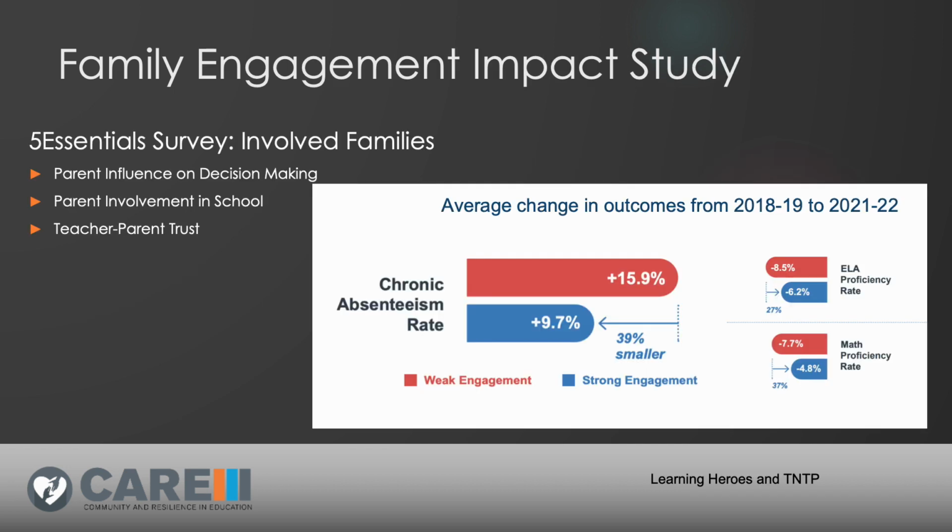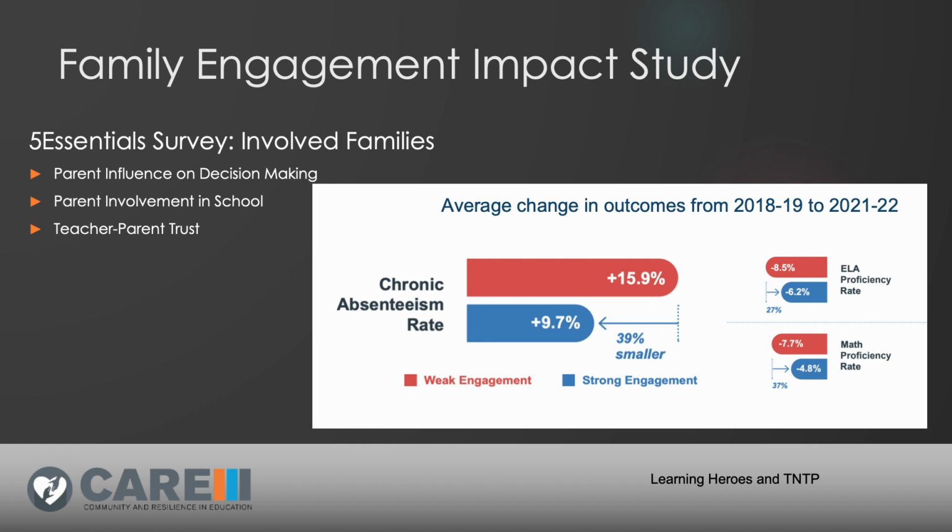Here's another example. This is called the Family Engagement Impact Study. And this is based around something called the 5 Essentials Survey, which is used widely in Illinois. Basically, researchers determined that there were 5 major areas, 5 essential components for student success. And that included having effective leaders, having a supportive environment, having ambitious instruction, involved families, and collaborative teachers.